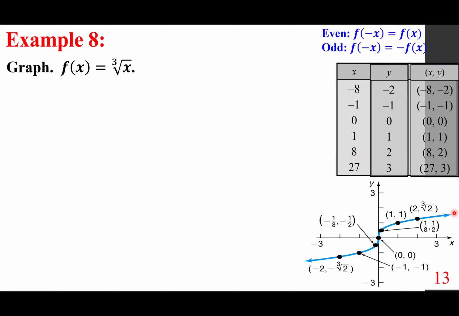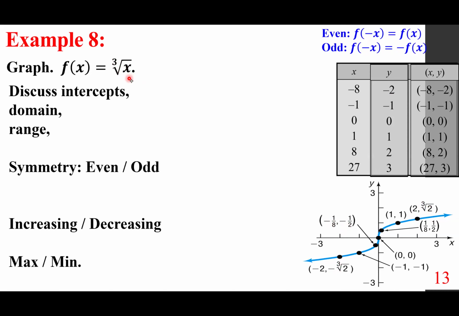Now, of course, if you have a number such as 2, then it's cube root of 2. If you have a number such as negative 1 over 8, it becomes minus 1/2. If you have negative 2, it's minus cube root of 2. It's important to know, in the case of an odd index, negative comes out as negative. If you have a negative number, it comes out as negative. You have a positive number, it comes out as positive.